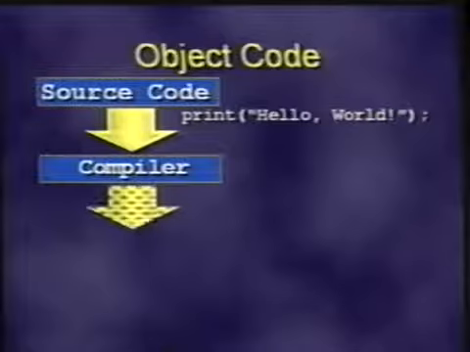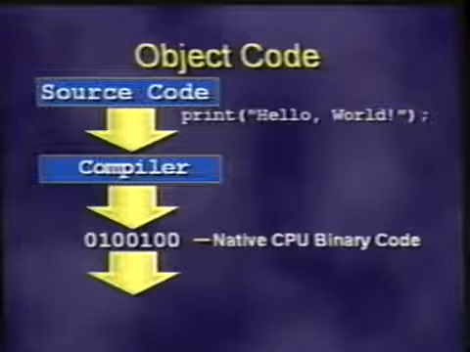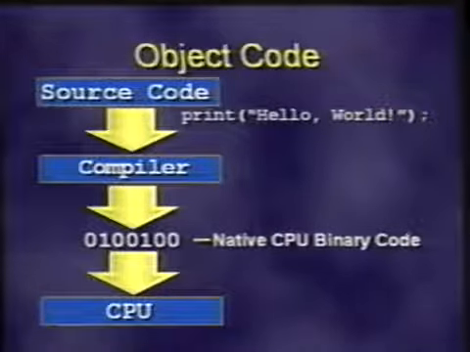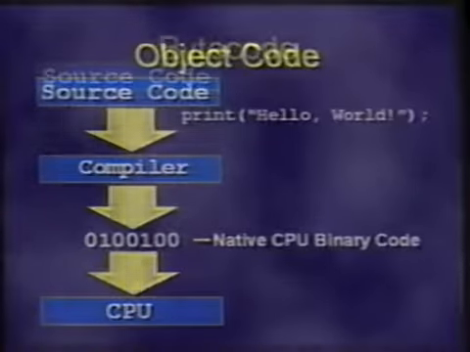The compiler takes this, it parses through the source code, and turns it into the binary representation for a particular CPU, often referred to as the target CPU. And this is just some binary code that represents the actual instructions of that physical CPU.